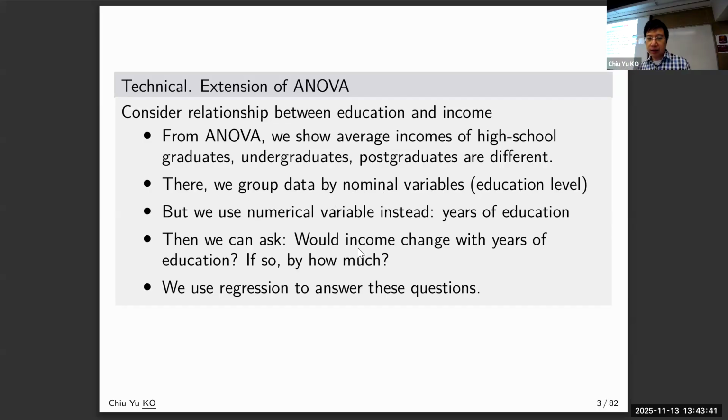And actually regression can also go back to ANOVA, to study grouping. So that means regression is the most flexible tool. And that's why in most of the advanced study in statistics, everyone is basically using regression, because regression is the most general.